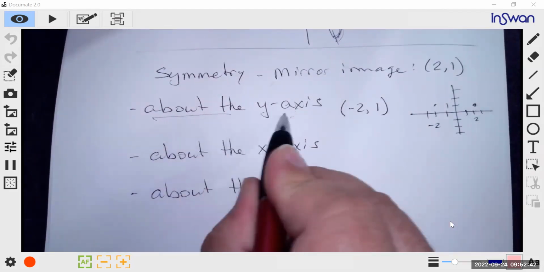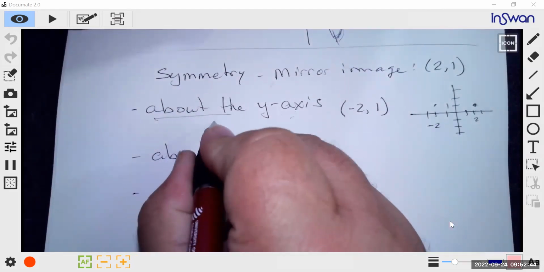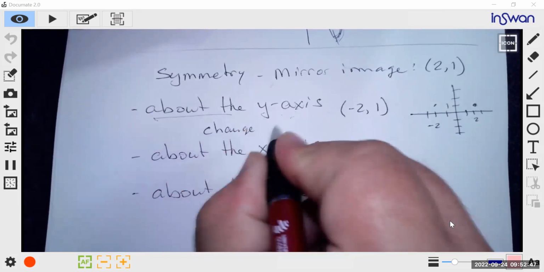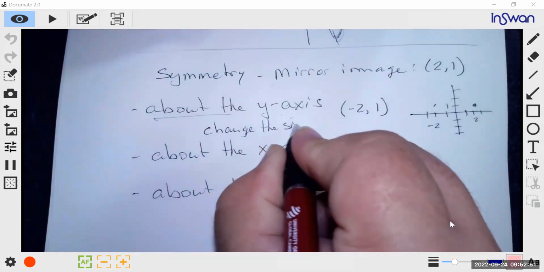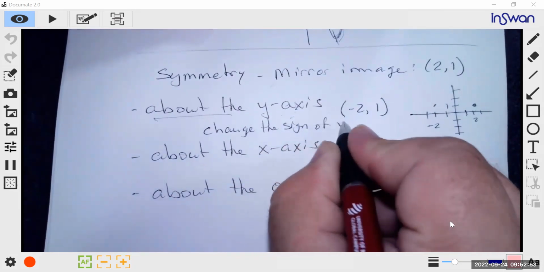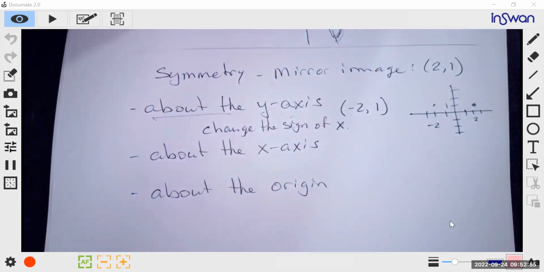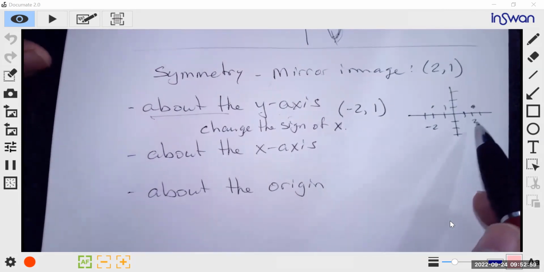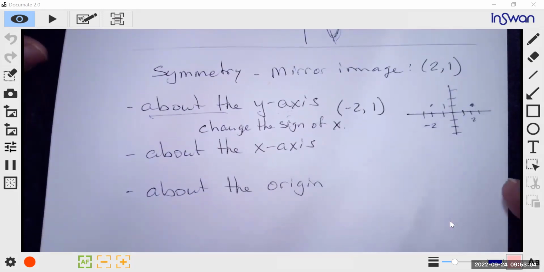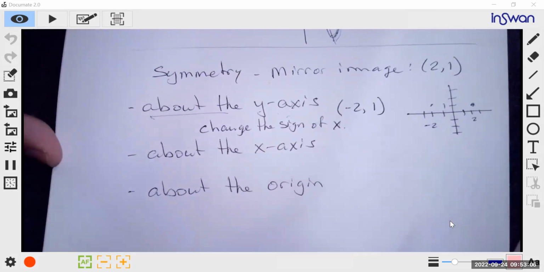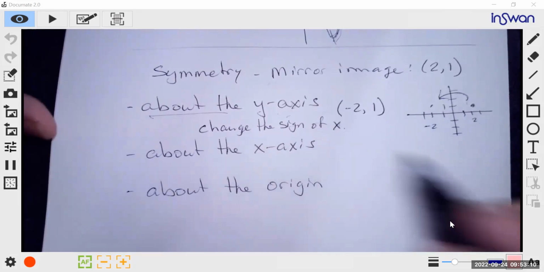Because when you flip across the y-axis, you change the sign of x. That's all it tells me. If it's moving horizontally, that's across the y-axis. So that's that one. The only things that change are the x values.